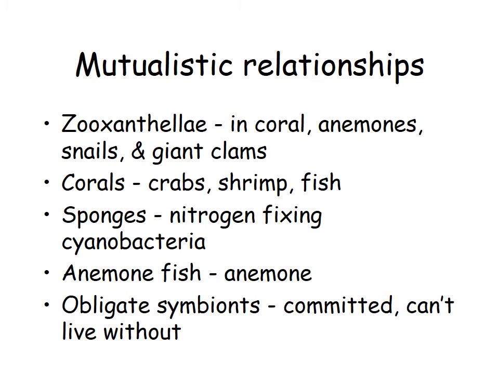We talked about that. Corals and crabs. Corals provide protection for crabs, shrimp, and fish, and then they get some food from them. Sponges: sometimes in sponges you'll find nitrogen-fixing cyanobacteria, or blue-green algae, living inside. Nitrogen fixing allows for more growth of plants and algae in water, and the sponges allow that to happen.